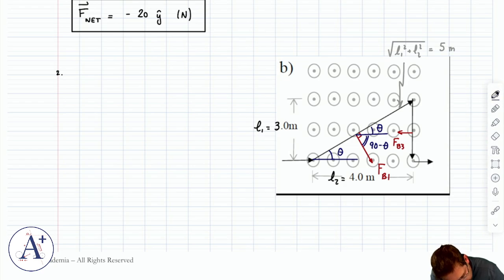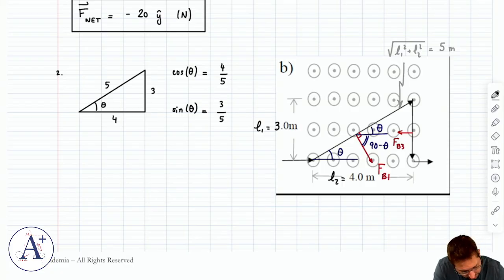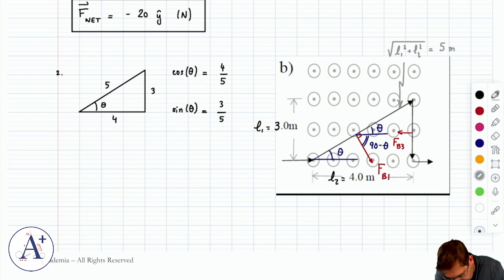Okay, now just for clarity, if I redraw my triangle here, this is a 4, 3, and 5 triangle. This is theta. Cosine of theta is adjacent over hypotenuse. That's 4/5. Sine theta is 3/5. Okay. And, well, let's give this a name.